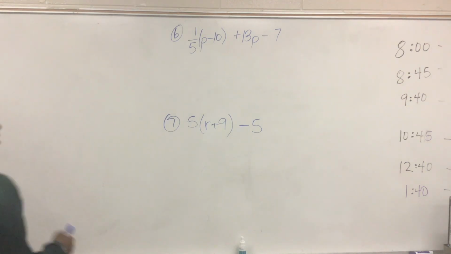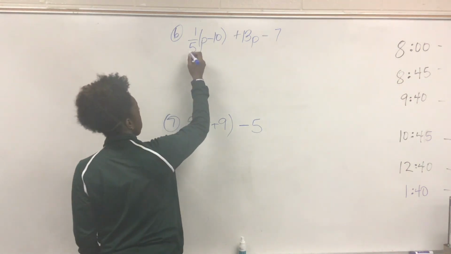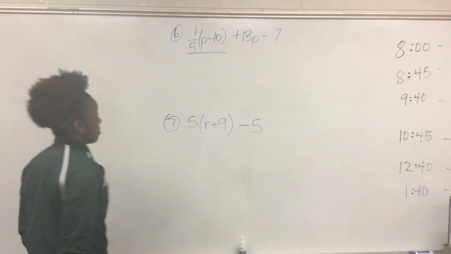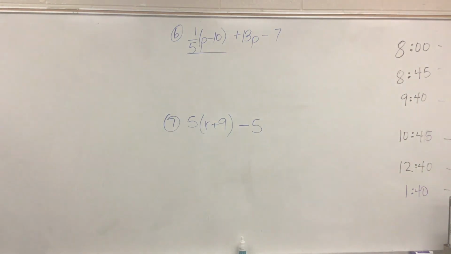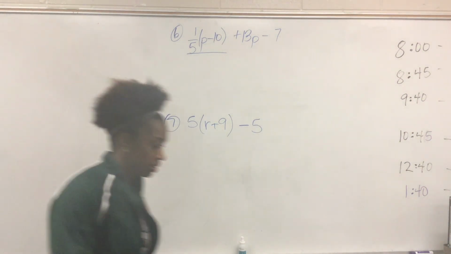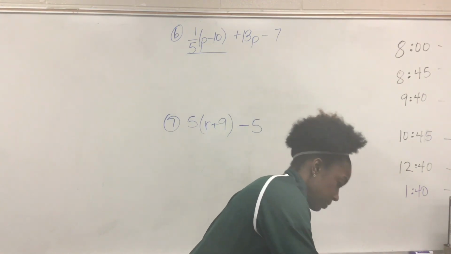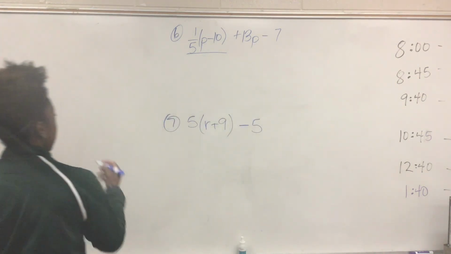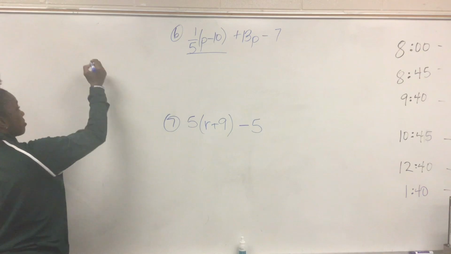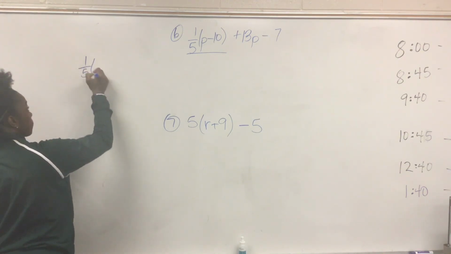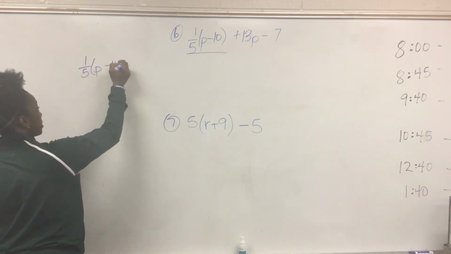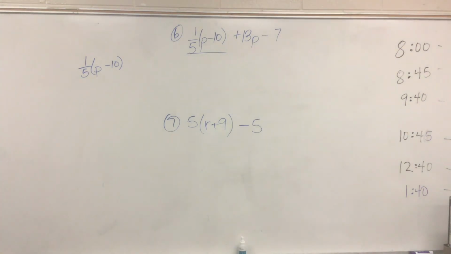However, you're going to do the same thing. You're going to look at the distributive property first. 1/5 times p minus 10. So what you want to do is come to the side and work it out on the side so your problem doesn't get messy. So there you have 1/5 times p minus 10.